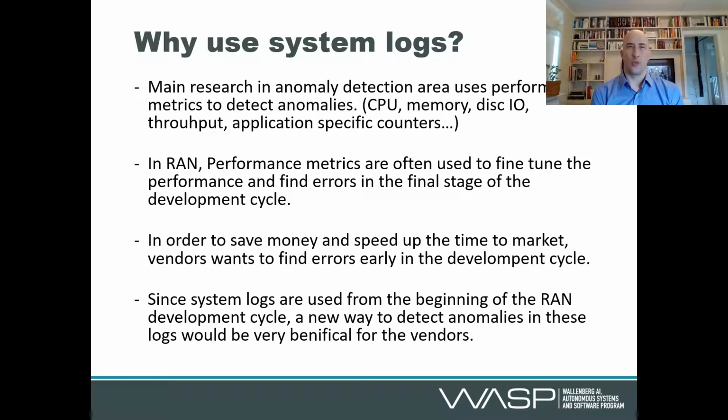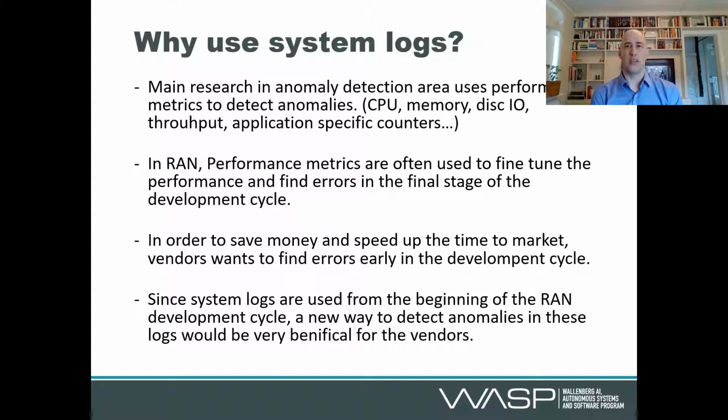Most research in the anomaly detection area uses performance metrics to detect anomalies. They can use CPU, memory, disk I/O, throughput, application-specific counters. But in RAN, performance metrics are often used to fine-tune the performance and find errors in the final stage of the development cycle. This is a little bit contradictory to what the vendors want.